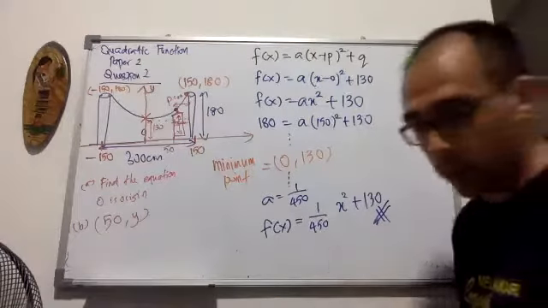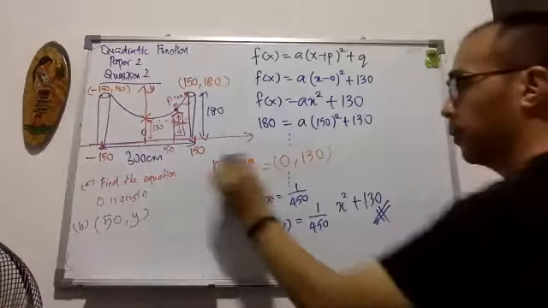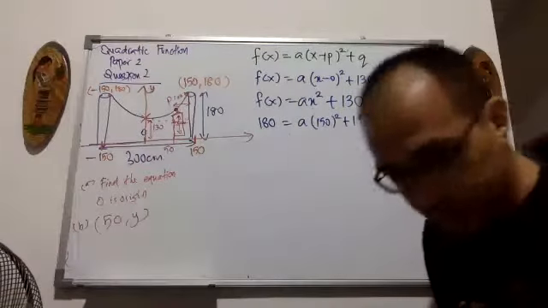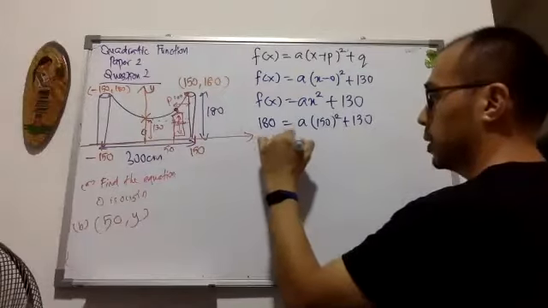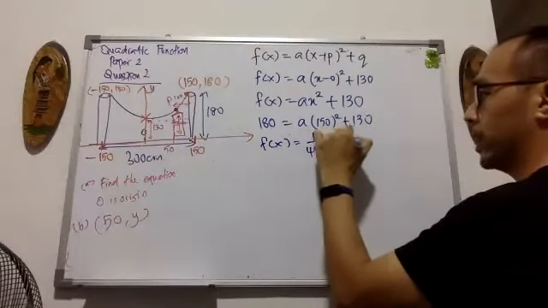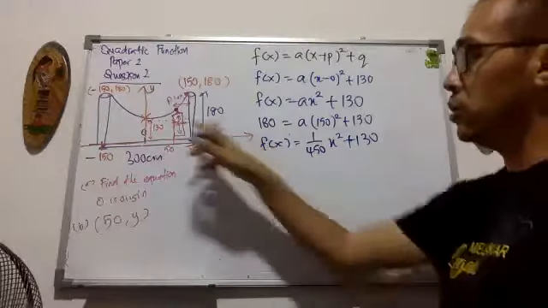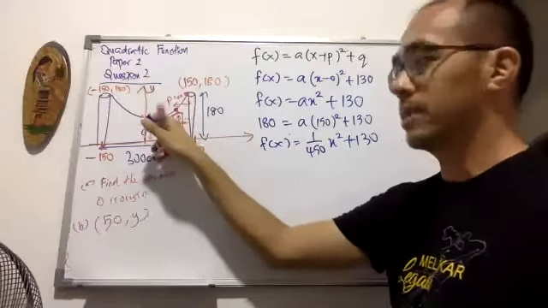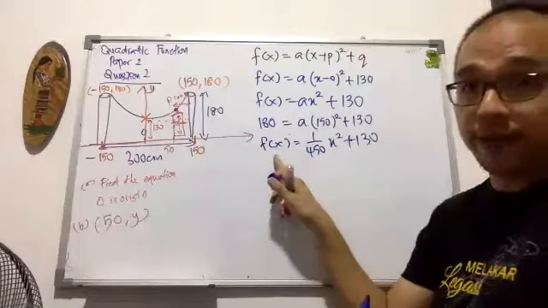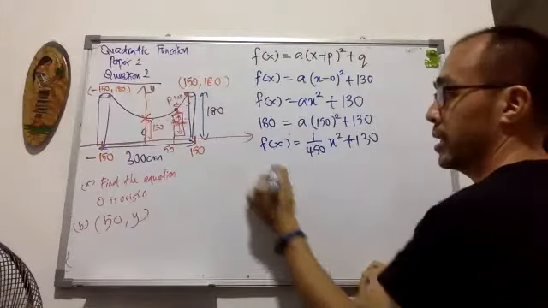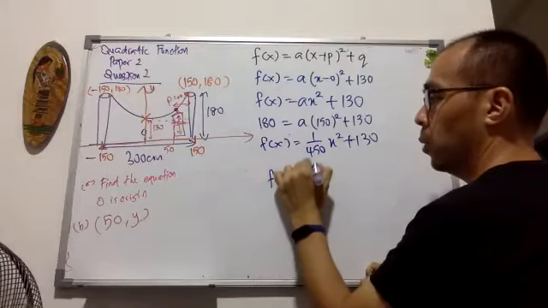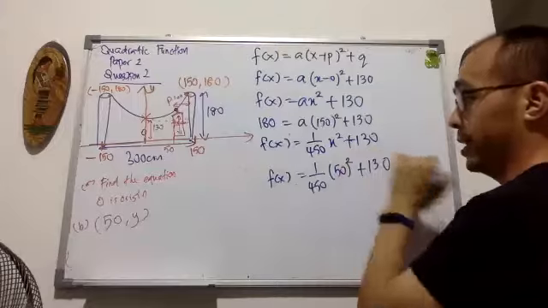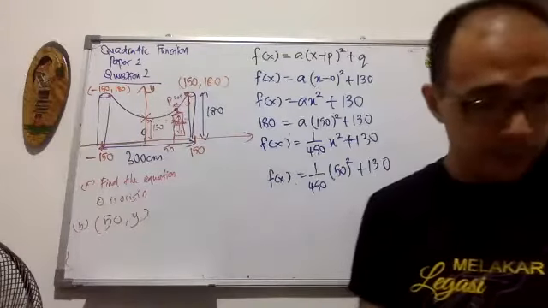Since we have our equation that we found out just now, f(x) equals 1 over 450 x squared plus 130. Since we know that our x coordinate is 50, because this whole thing is 100, so this balance must be 50. Let's see what our y coordinate is. Our y coordinate will be 1 over 450 times 50 squared plus 130. Can you calculate this for me, please?